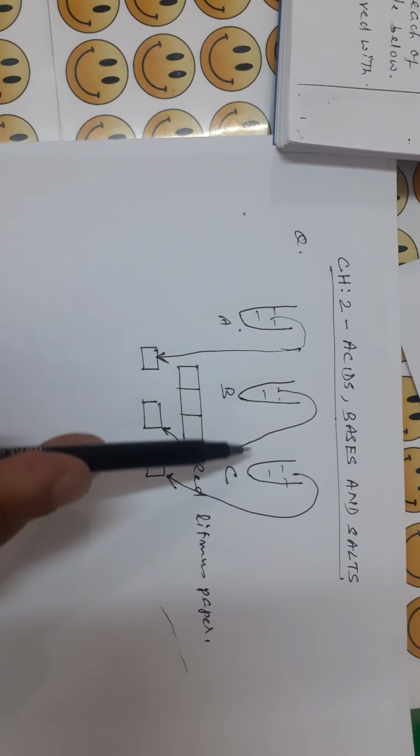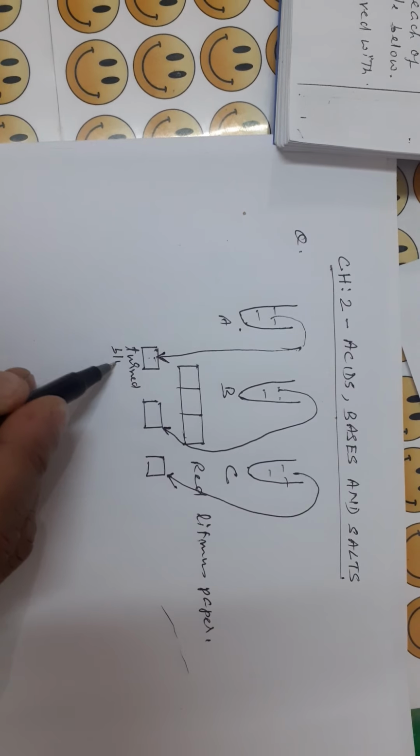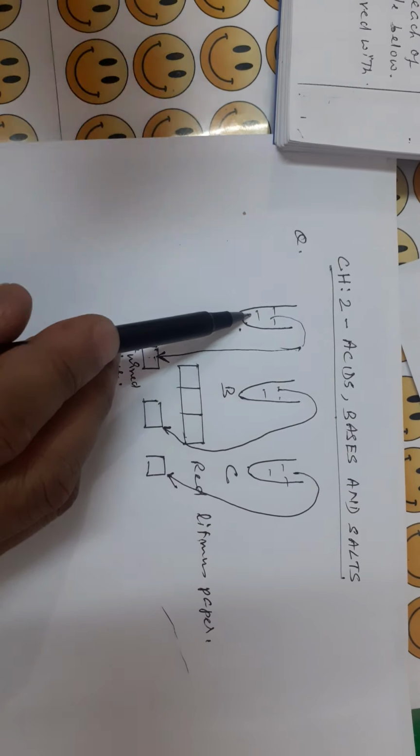So suppose A is turning this red color paper to blue. It turned blue. Let us say it turned blue. Then what must A be? Just now we read that.